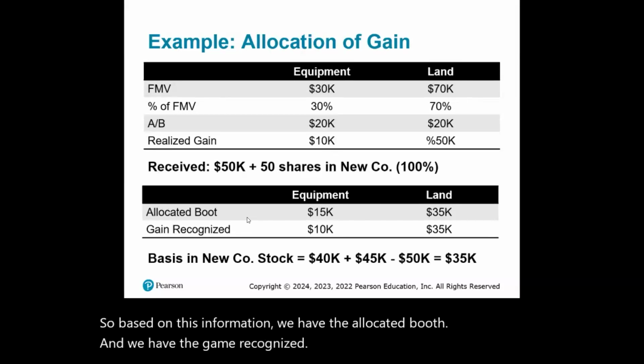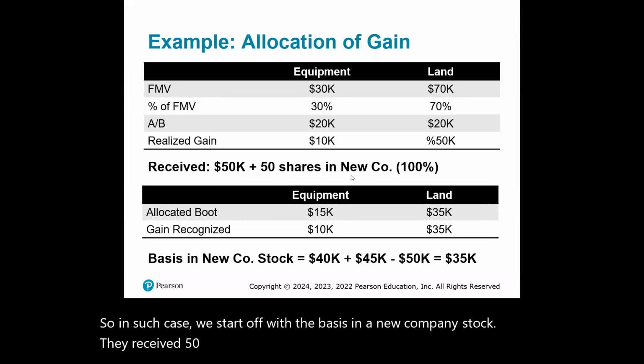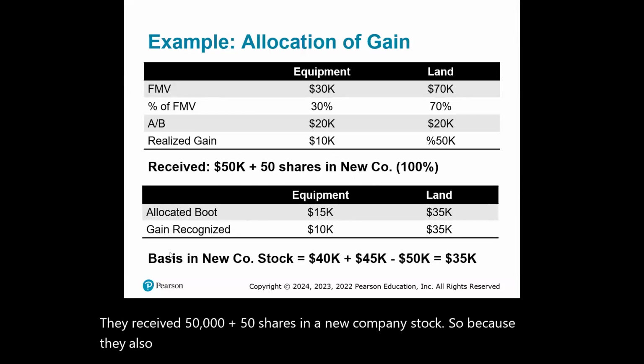In such a case, we start off with the basis in the new company stock. They received 50,000 plus 50 shares in the new company stock. Because they also received cash, their basis is impacted as follows.